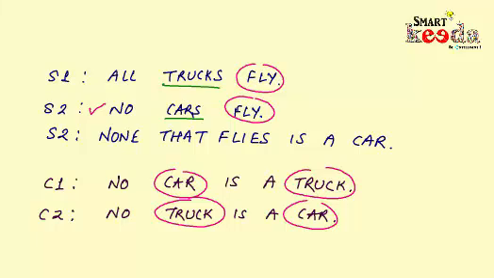Now once the statements are properly aligned, we can deduct the middle term, and a combination of all and no will give us an E-type statement, and it will become no truck is a car, which we can find in conclusion number 2, and therefore we can say that conclusion 2 follows here. Now if we convert conclusion 2 using the method of conversion, we'll get no car is a truck, which is our conclusion number 1, and hence both the conclusions C1 and C2 follow here.